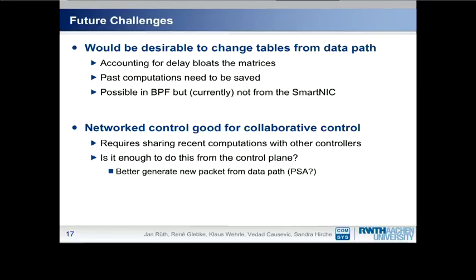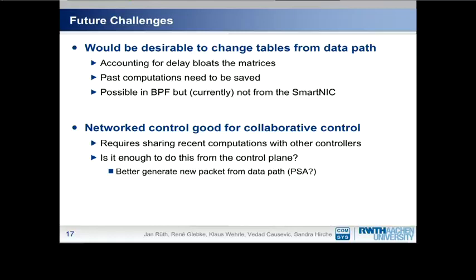Another thing: you can do simple control tasks, as I just showed you, but network control is actually pretty good if you want to do collaborative control, so if there are multiple robots involved that need to interact with each other. To do this, you also need to share past measurement data with your other controllers. If you implement these controllers in the same switch, it's okay. It basically boils down to the first problem. However, if they're on different physical entities, you need to exchange packets. And I'd argue it is not enough to do that from the control plane. What you actually would want is to generate packets from the data plane.